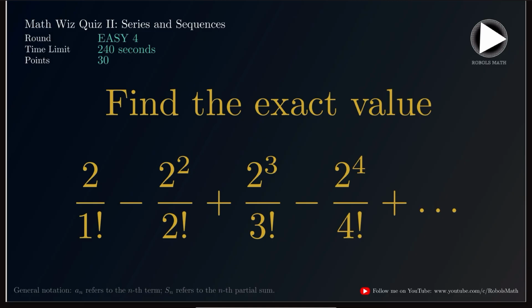So basically, the numerators are powers of 2, starting from 2 to the 1, and then the denominators are 1 factorial, 2 factorial, 3 factorial, and so on. So that's like a geometric series, except that this time we have factorials.